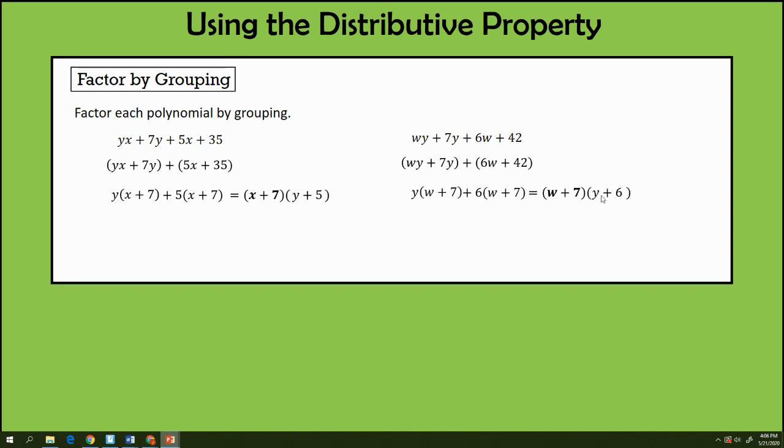This is a product. So now if you FOIL this, W times Y, WY, W times 6, 6W, 7 times Y, 7Y, 7 times 6, 42. So if you were to FOIL these together, you would get this same answer back. And that's the whole idea of factoring, if you remember, is to take a polynomial and write it as a product of a monomial or a product of two polynomials, in this case, two binomials.